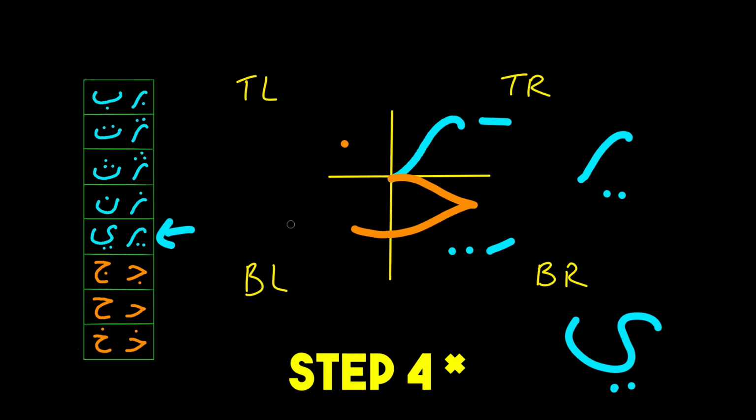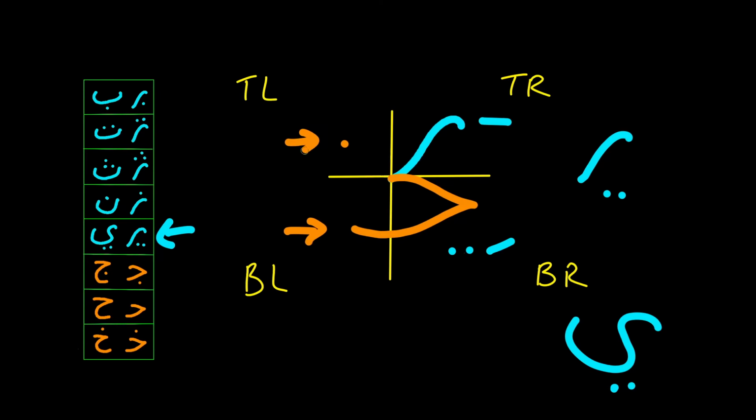And step number 3, I've got my bottom letter with my left dot. So we've got this. And that looks to me, it should be a kha. So ya and kha. Easy peasy.